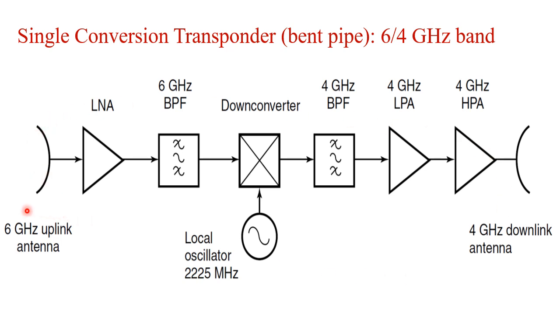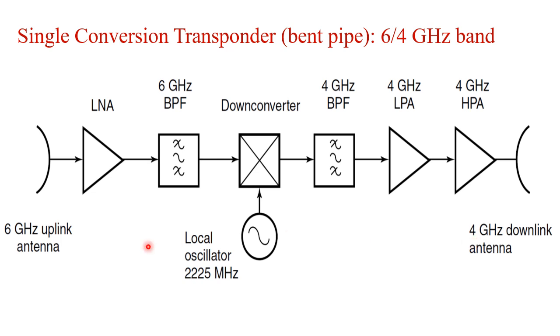Now, why are these two frequencies different, right? See, the uplink frequency is 6 gigahertz and the downlink frequency is 4 gigahertz. They are not the same. They should not be the same to avoid interference, right? If they are using the same frequency, then there is a chance of interference. So the same frequency cannot be used. That is for sure. But why is the uplink frequency greater than the downlink frequency, right?